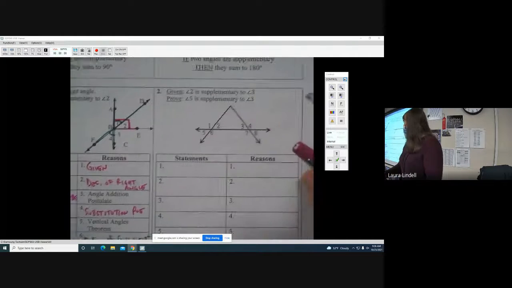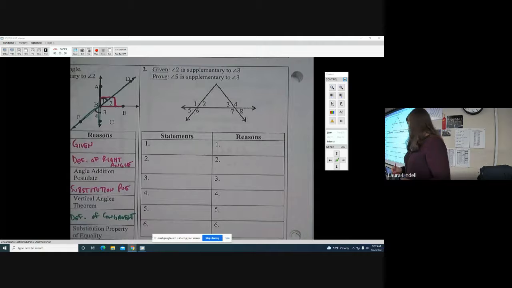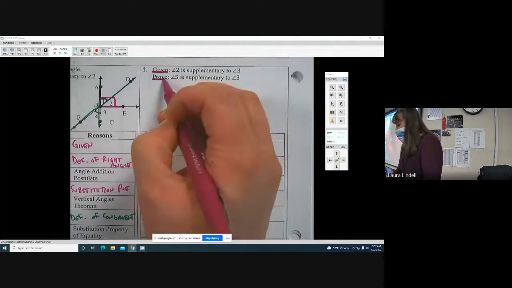The next one is completely blank, so we're going to fill this one in its entirety. So, first thing, fill in your given and the thing that you're trying to prove as the first step and the last step.